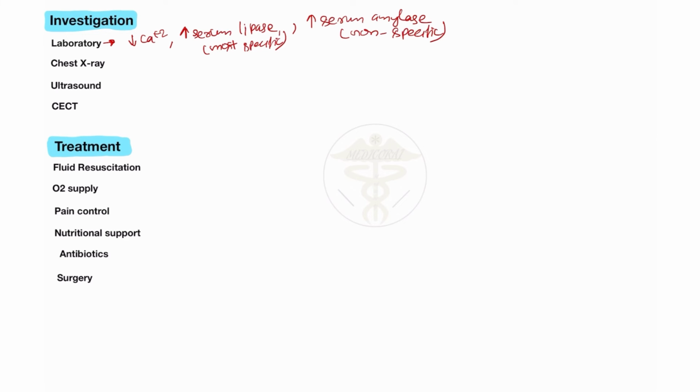When you take a chest x-ray, you will see the colon cut-off sign, or also the sentinel loop, in the patient with more severe disease, in more severe cases. You will see the sentinel loop or colon cut-off sign in the x-ray.